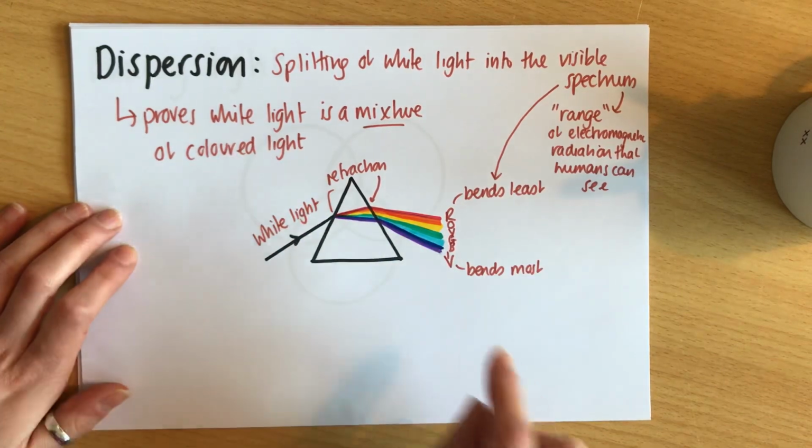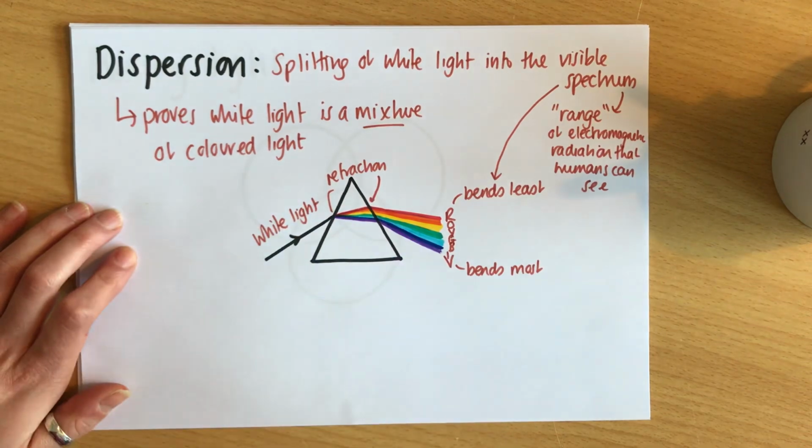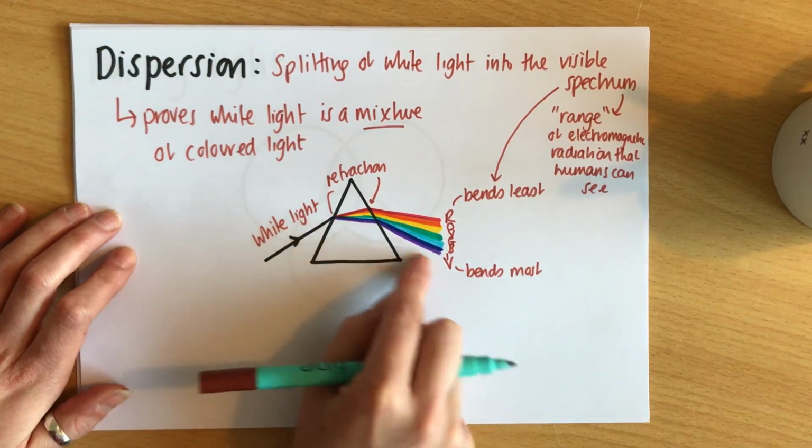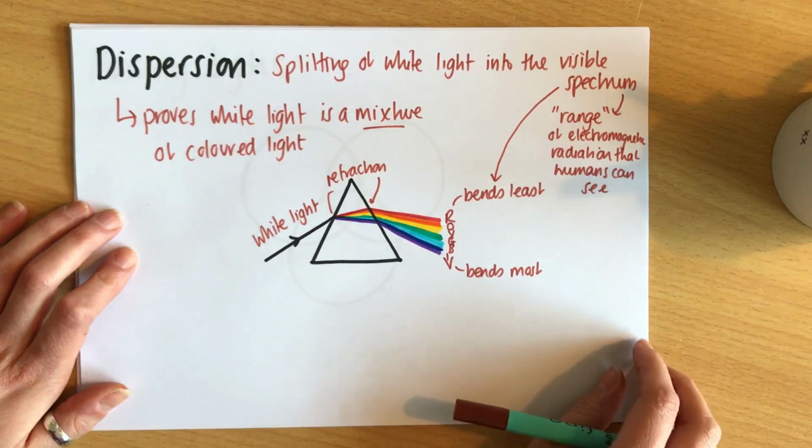There are other parts of light that we can't see. So just above the red here, there is something called infrared. That's red that's more red than red, and we can't see that. And just below violet, we'd have ultraviolet, which is light that's too violet for us to see, hence why it's called ultraviolet.